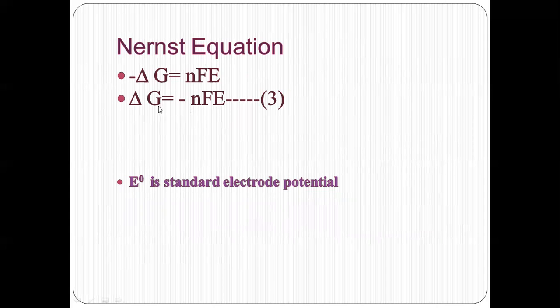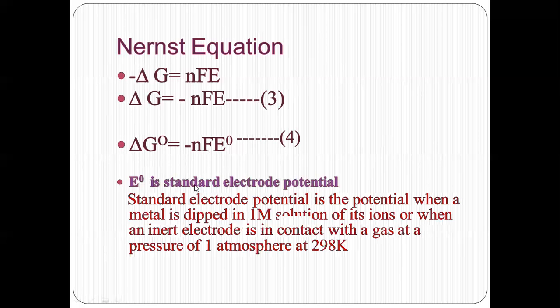Now we can rearrange the above equation and denote it as delta G equal to minus nFE. The negative sign is shifted to the opposite side. This is represented in equation number 3. Under standard conditions, the same equation 3 can be rewritten as delta G naught equal to minus nFE naught. So what is this E naught? E naught is the standard electrode potential. Standard electrode potential is the potential when a metal is dipped in a 1 M solution of its ions, or when an inert electrode is in contact with a gas at a pressure of 1 atmosphere at 298 Kelvin.